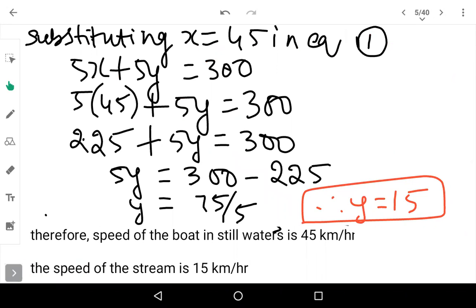Therefore, the speed of the boat in still waters is 45 kilometer per hour. The speed of the stream is 15 kilometer per hour. Okay, it's very important to give the conclusions. Understood? Everybody understood? Can we go on? Can we move further?